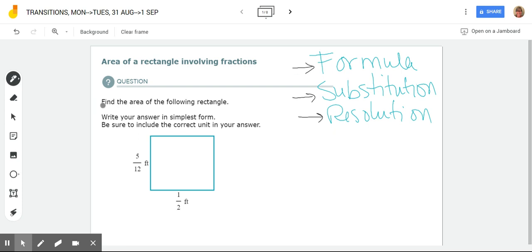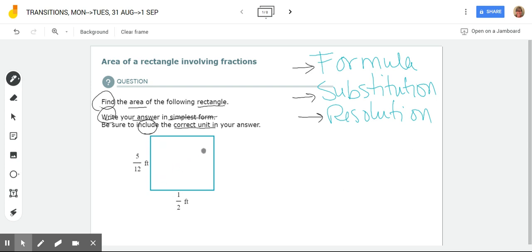Okay? It says to do what? Find what? The area of what? The rectangle. Okay? Write what? Your answer in simplest form. Okay? Be sure to include the correct unit. Okay? Those are your directions. Sometimes I circle the verb because it helps focus what they're actually asking for.